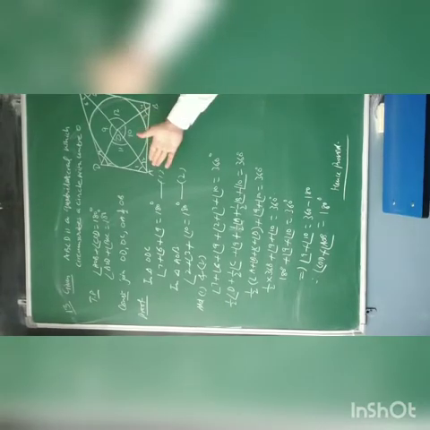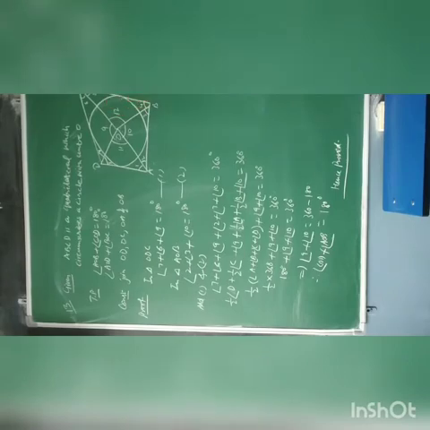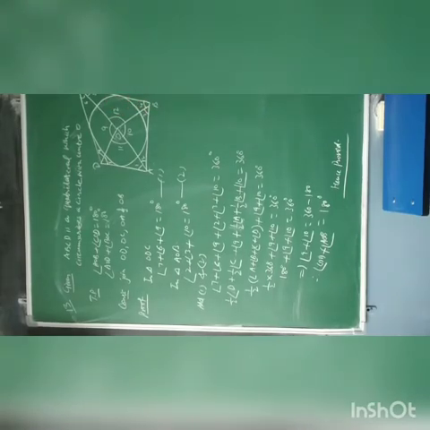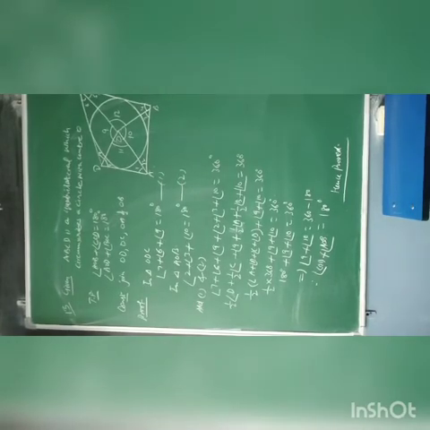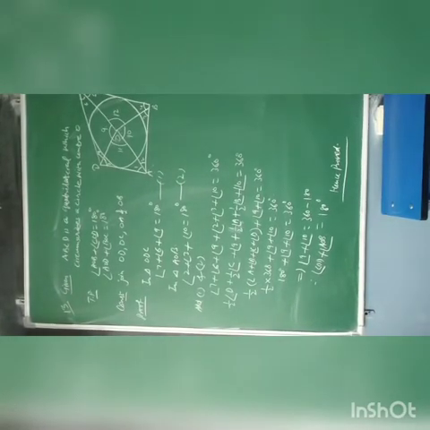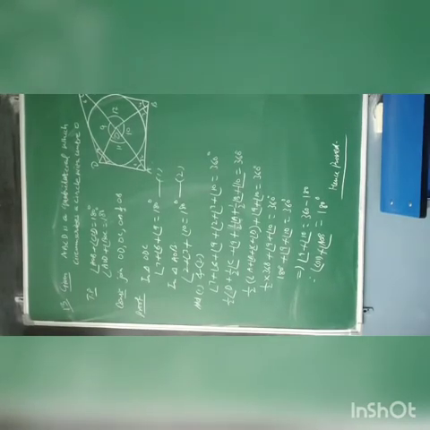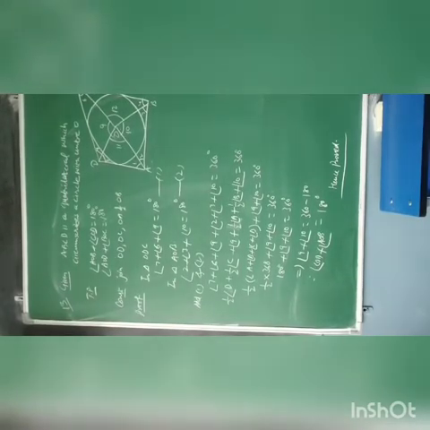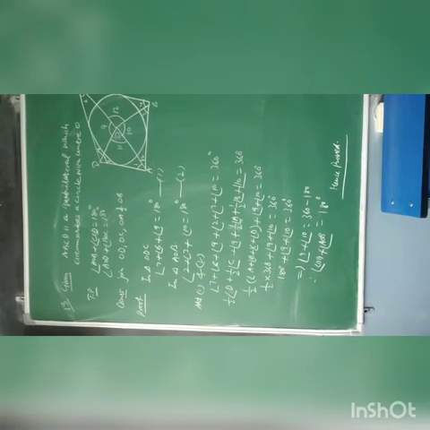Similarly, if you apply this to AOD and BOC, again you can prove that 11 plus 12 is 180 degrees. So that is the solution of your question number 13. Last year this question was part of your section D. The same question was picked up and asked in section D. So that's all about your topic tangents to circles.